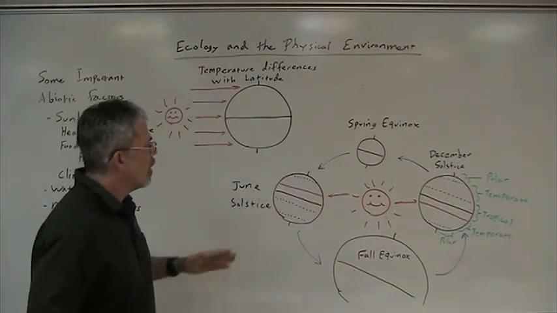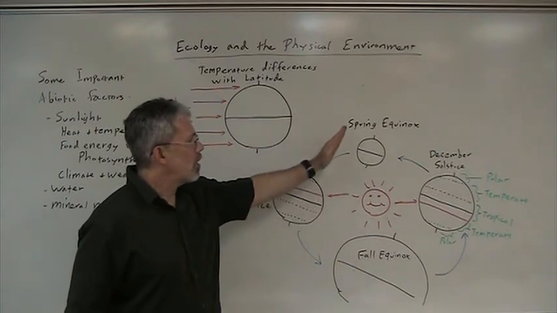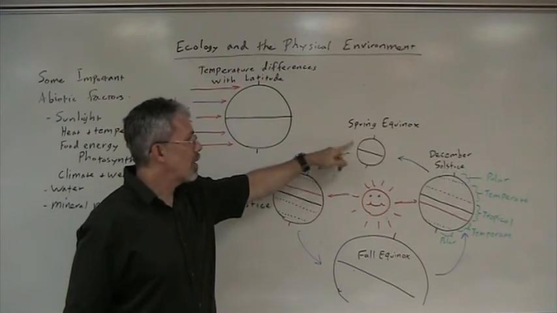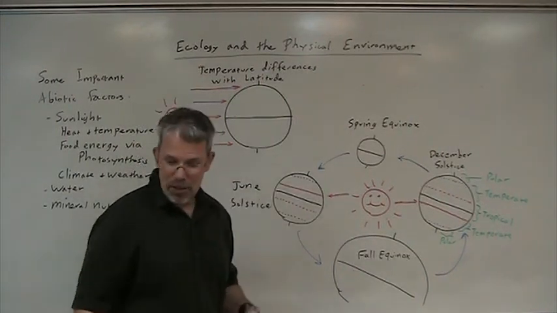But we also go through a spring and a fall equinox, where the northern hemisphere is neither pointed toward or away from the sun, and the day and the night photoperiod is equal. And that concludes part 1.